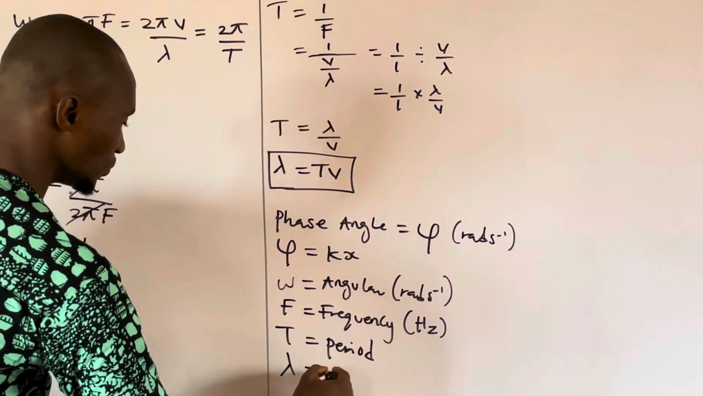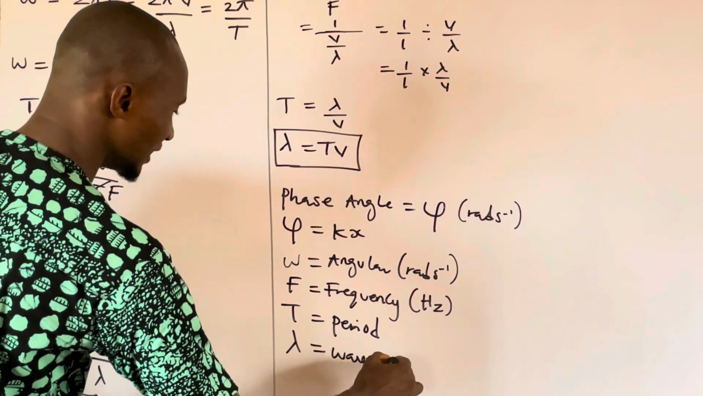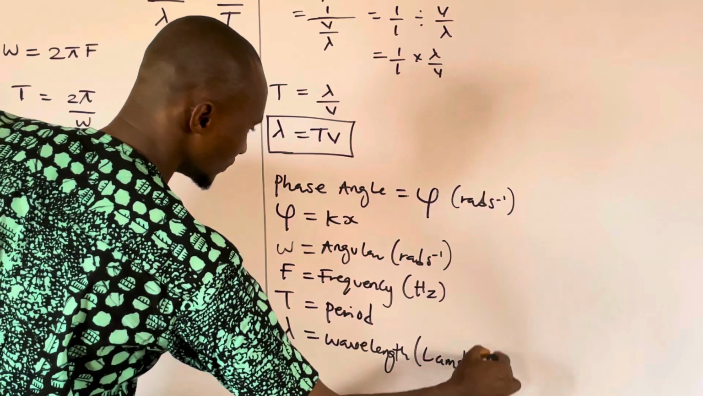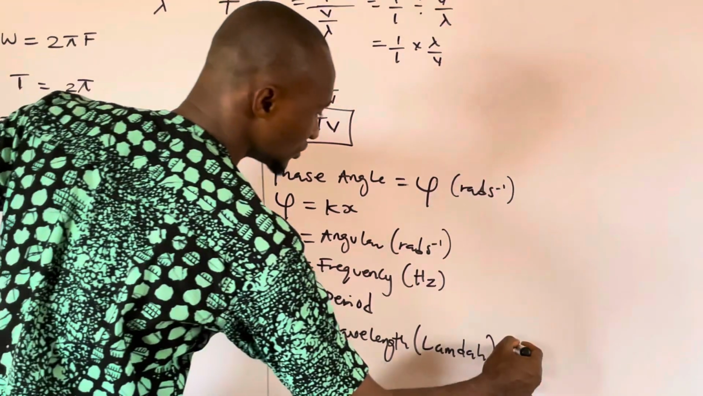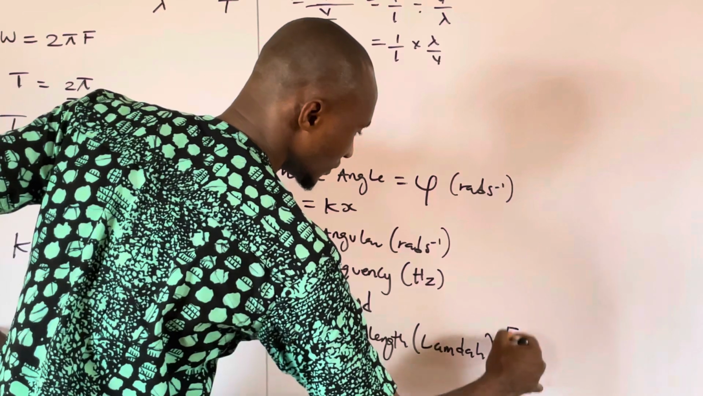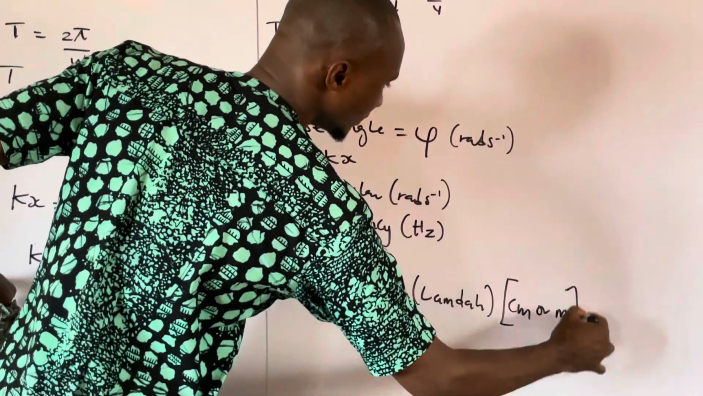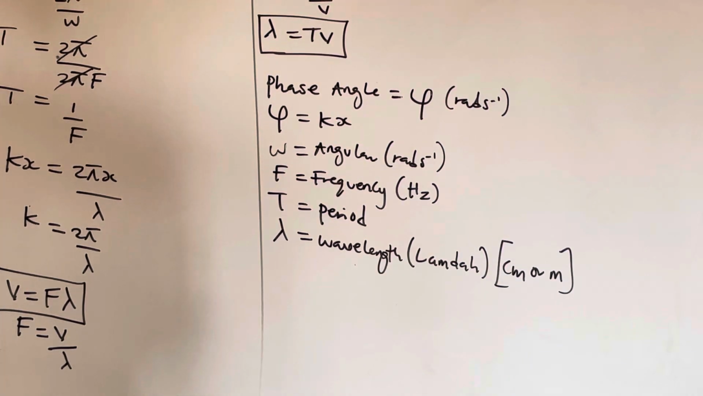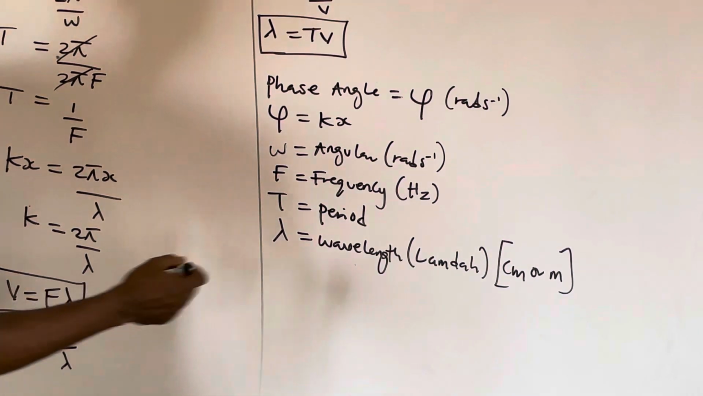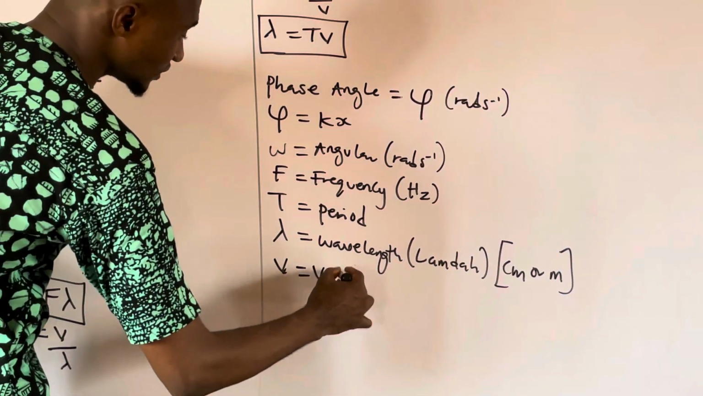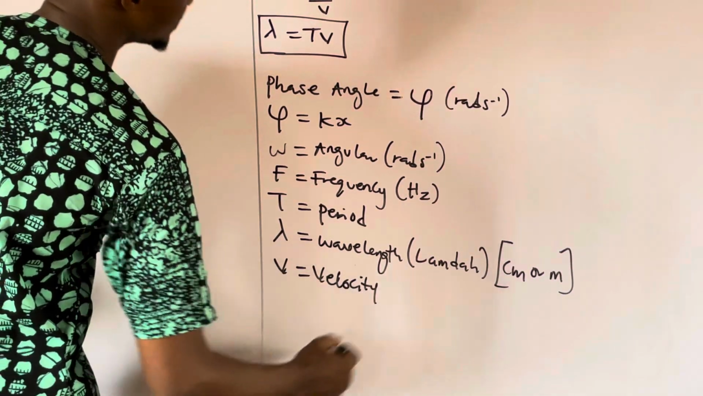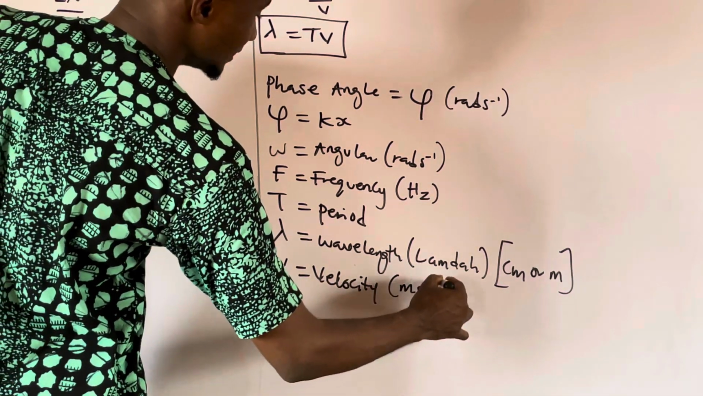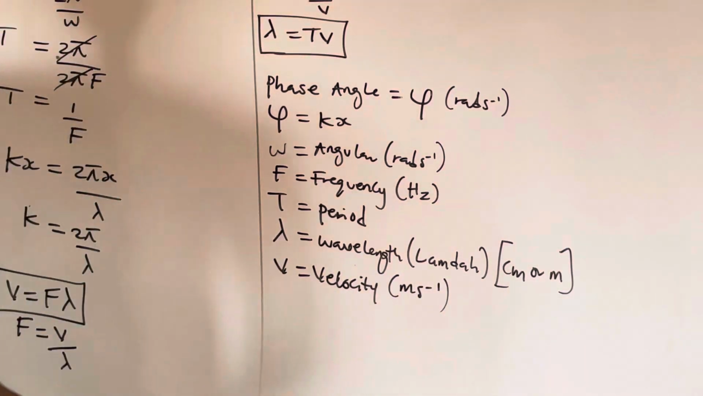This is wavelength, known as lambda. Measured in what? In cm or meter. Which other thing are we missing out here? The normal v you are seeing here is what? Velocity. This is velocity, measured in what? Meter per second. Did you get?